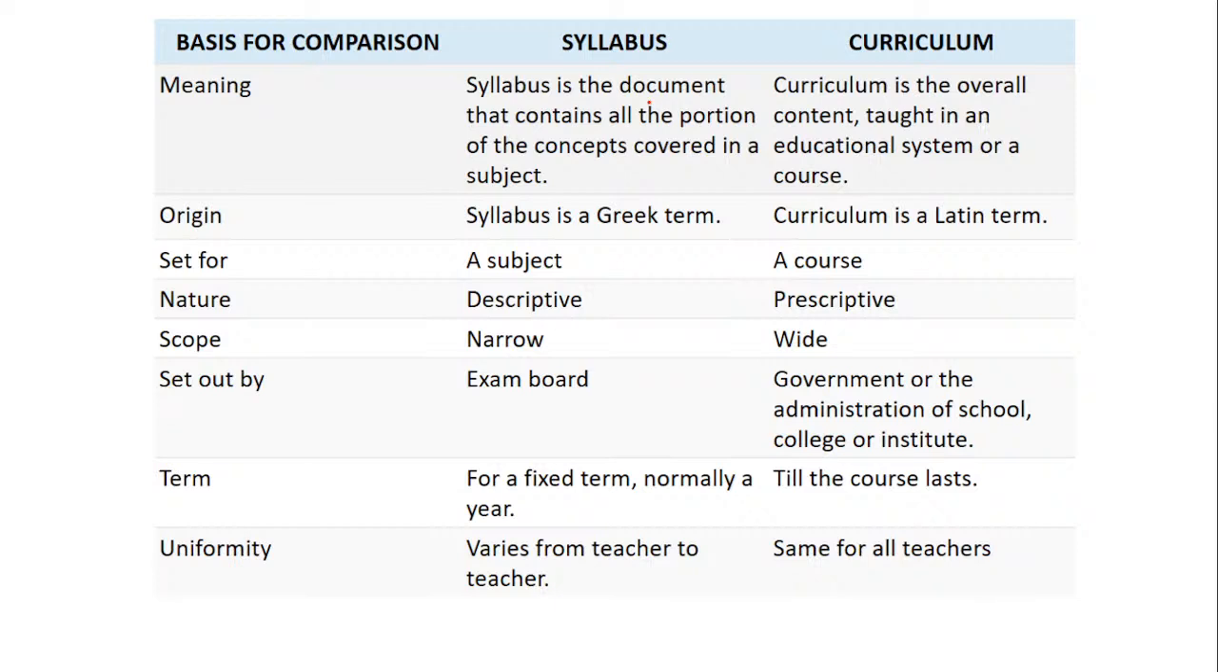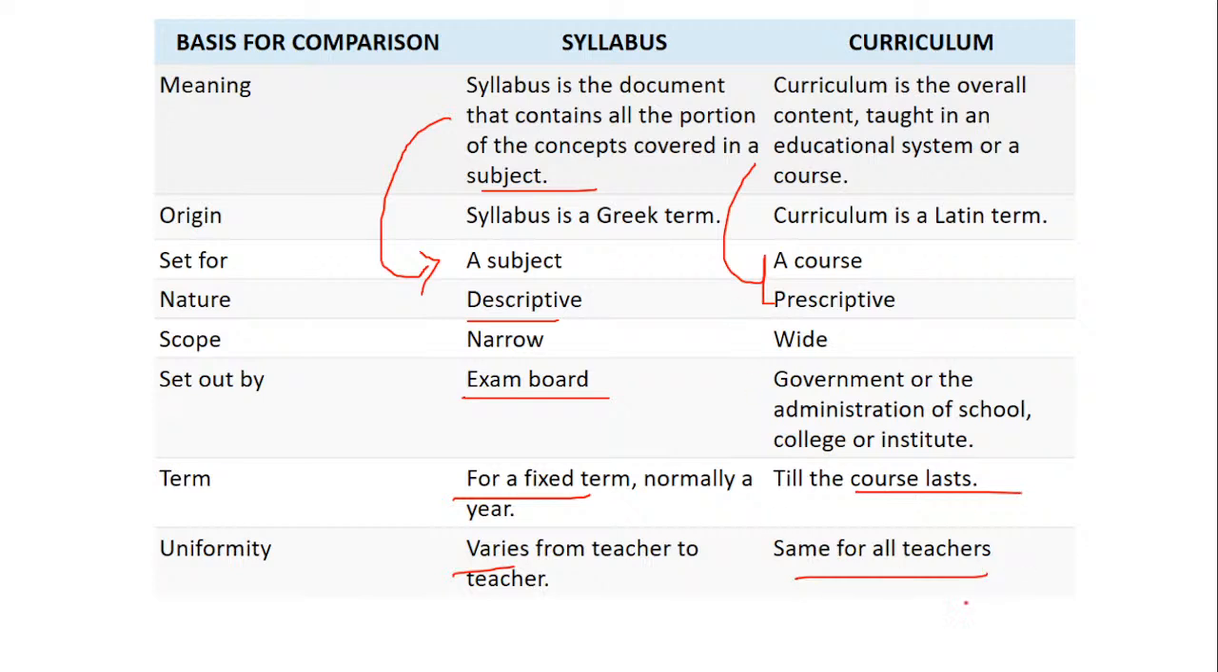It is a whole document that contains the portion of the concepts which are covered in the subject. So syllabus is something dedicated to the subject, which is descriptive, which is based on the exam or board pattern, which is fixed normally for a year. Syllabus is the same, but the teaching methodology may vary from teacher to teacher. Whereas curriculum is the overall content which is taught in the school, which is related to the course, which is prescriptive, which depends upon the school, college and institution, which lasts as long as the course lasts, and which is the same for all the teachers. So the teacher has to follow the same curriculum, only the teaching varies from teacher to teacher. Is it clear?